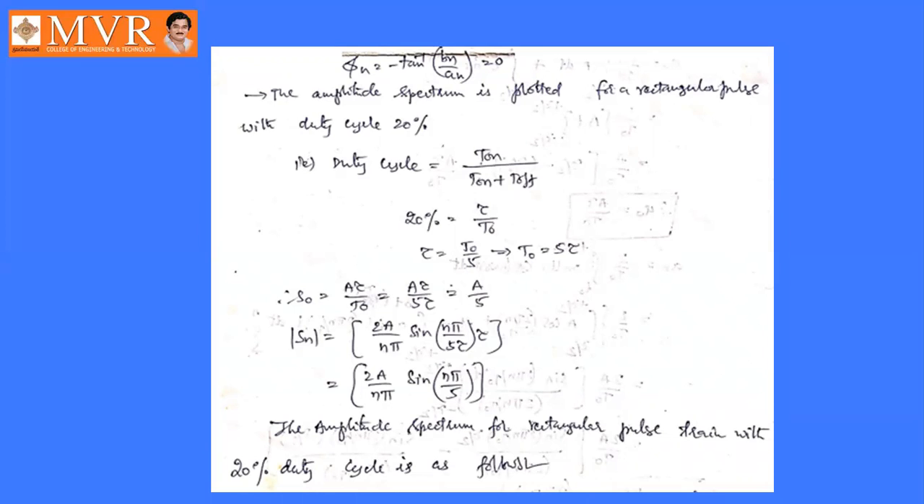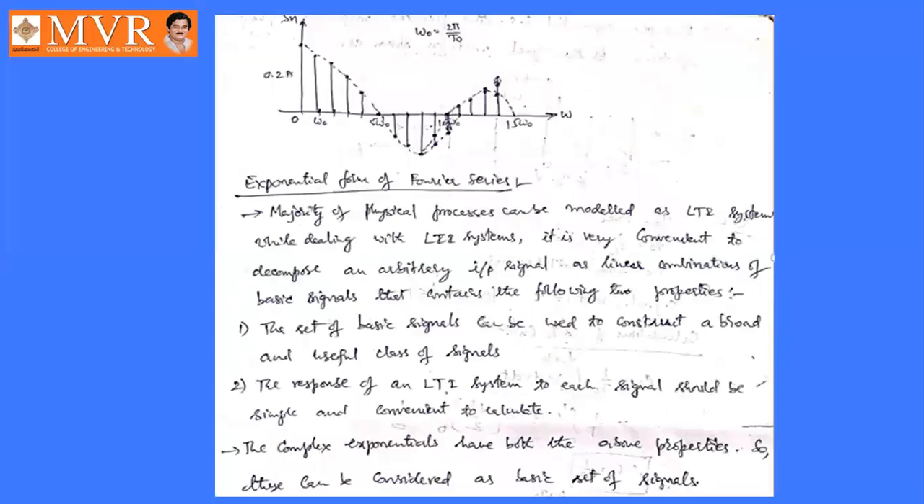So the amplitude spectrum for the rectangular pulse train with 20% duty cycle is as follows. That is like this one. This is the amplitude spectrum of the rectangular pulse train with 20% duty cycle. There is no phase spectrum for this one. Why? Because bn value is 0.